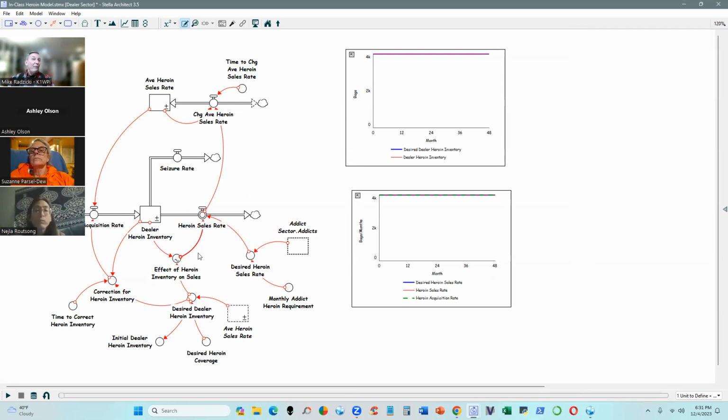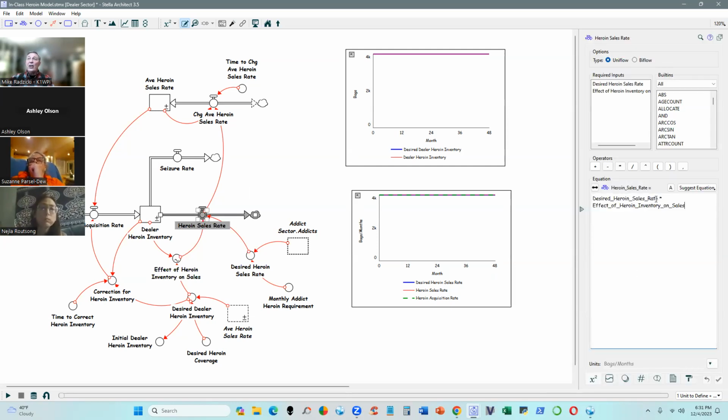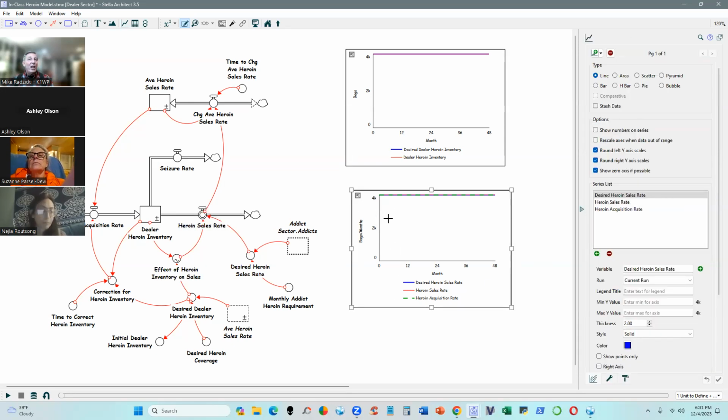So my point is we added a feedback loop here for first order control, if you remember. So the equation here is desired times the effect, the first order control effect. So when the effect is 1, actual heroin sales are equal to desired heroin sales. And as you start to run out, then you start rationing it. It's going to be something less than 1 times desired. And then when there's nothing, it'll be 0 times desired, right? And notice how we graph the desired and actual flow on the same graph on the same scale. So if they deviate, we can see what's going on, right?